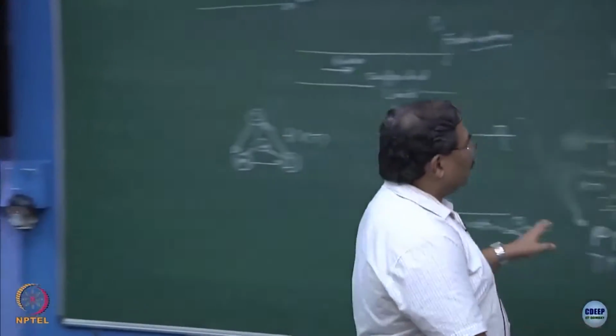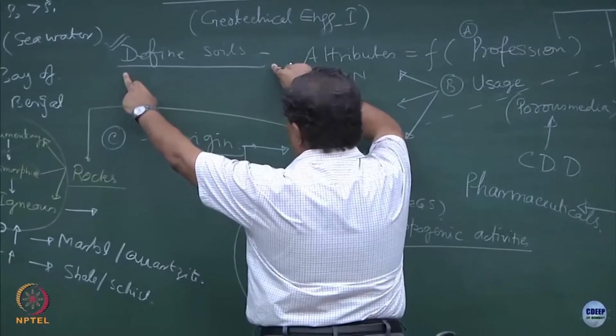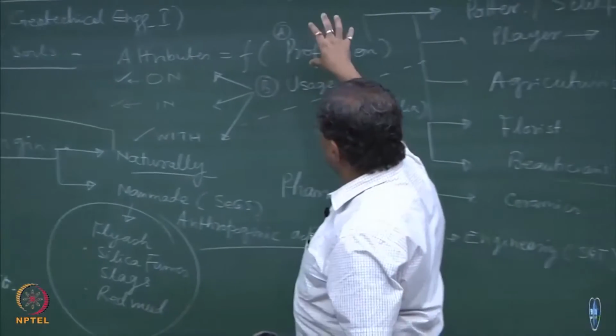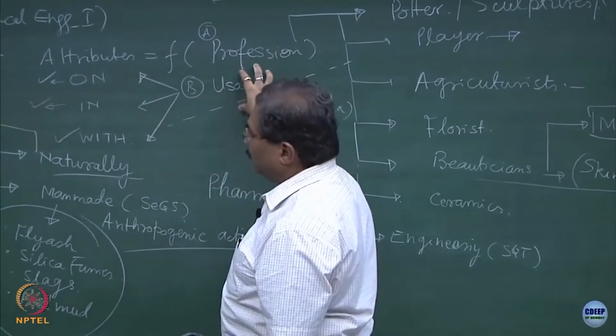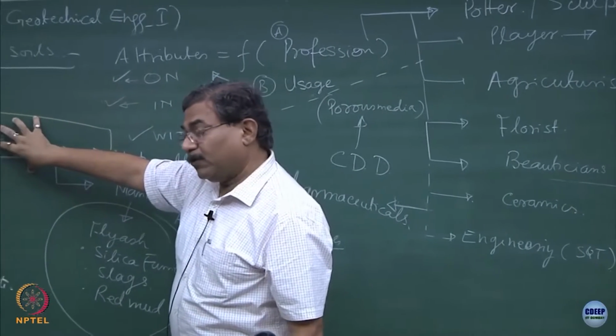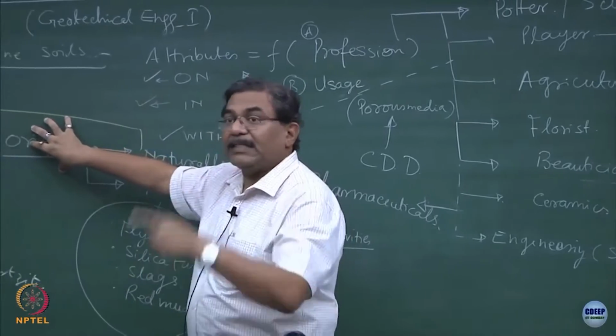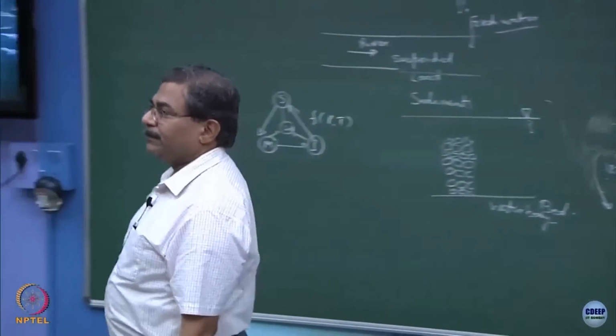Now what this has to do with the definition of the soils? You remember we were talking about the attributes, profession, then we were talking about uses, then we were talking about what is the origin, and now we have to talk about the transporting agencies. Is this fine?